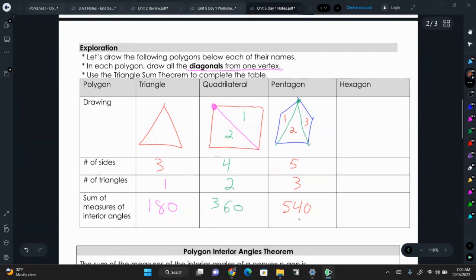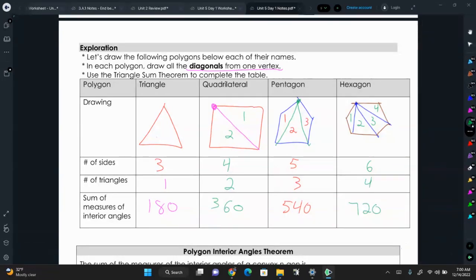And then a hexagon, a 6-sided shape. There's one diagonal, 2 diagonals, 3 diagonals. So 1, 2, 3, 4 triangles. So 6 sides, 4 triangles. 4 times 180 is 720 degrees.